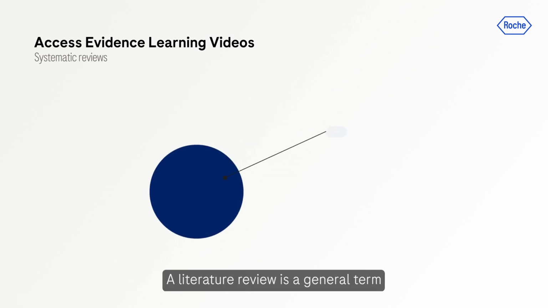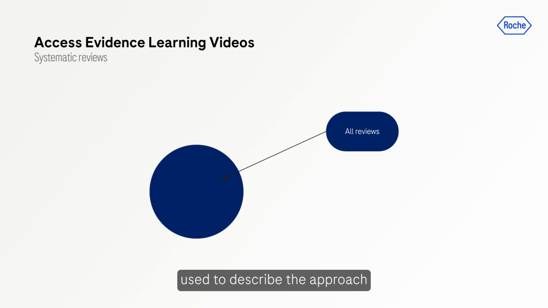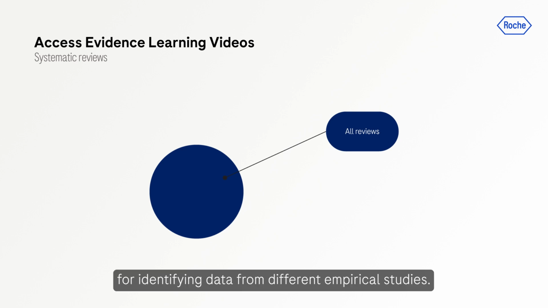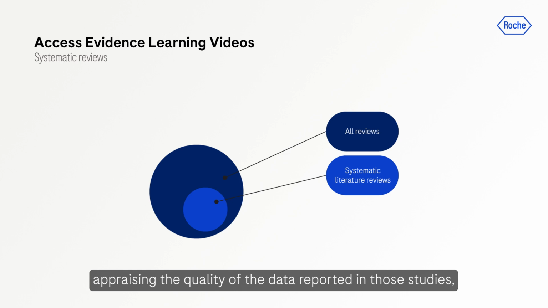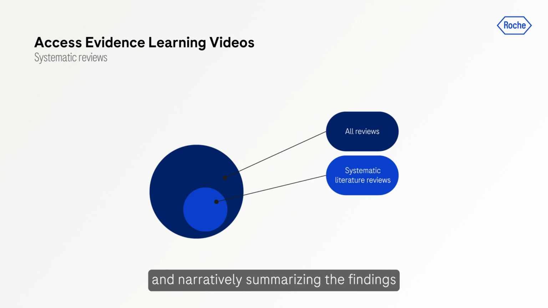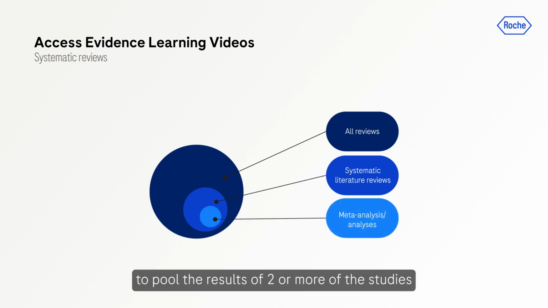A literature review is a general term used to describe the approach for identifying data from different empirical studies. In particular, researchers use a systematic literature review to answer a specific question. It involves conducting a comprehensive search to identify relevant studies, appraising the quality of the data reported in those studies, and narratively summarizing the findings from the studies identified. A meta-analysis may then be conducted to pool the results of two or more of the studies identified by the literature review in order to create a quantitative summary of their combined findings.